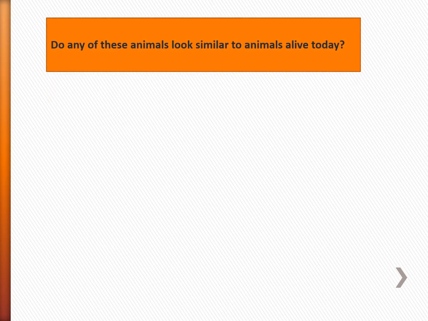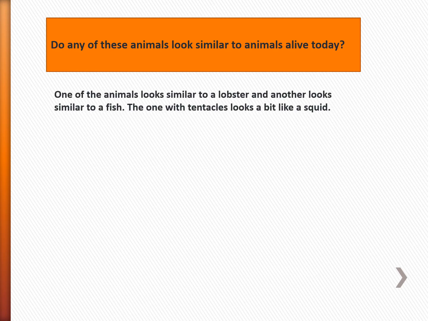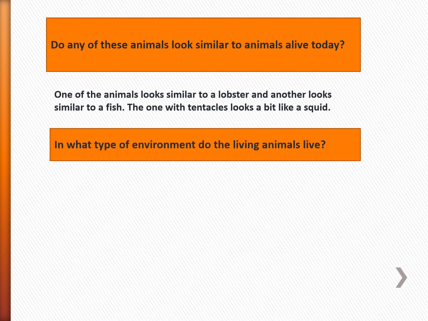Now I have some questions for my clever students. Do any of these animals look similar to animals alive today? Excellent, yes. One of the animals looks similar to a lobster and another looks similar to a fish. The one with tentacles looks a bit like a squid. In what type of environment do the living animals live? Excellent, very good. They live in an aquatic environment.